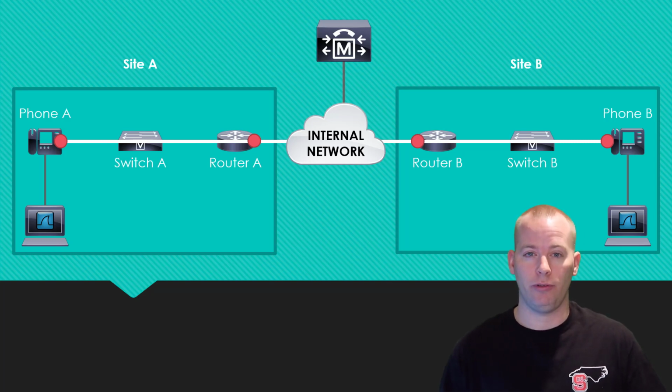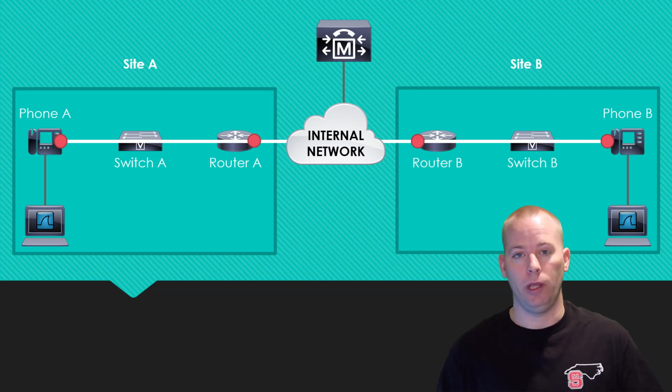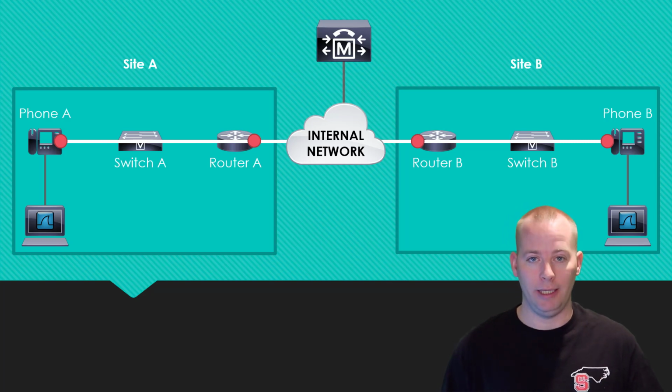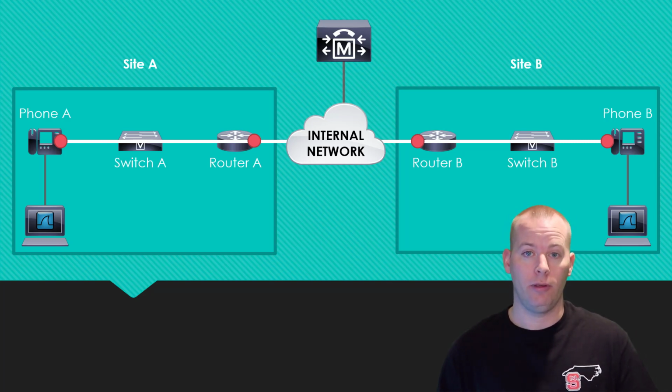If router B did receive it, but phone B did not, well then the issue is going to either be that router B did not send the packets, or the issue is going to be on the switch or some cabling or something like that at site B, therefore allowing us to narrow our troubleshooting down to site B.